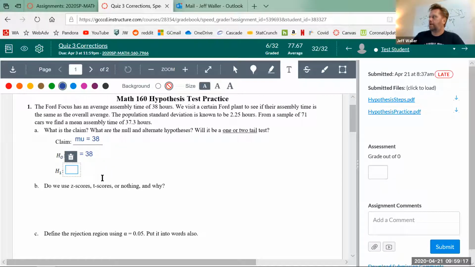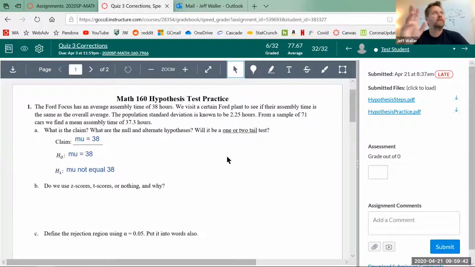The null hypothesis, I love it. So this one is going to be mu, not equal to, sorry, mu equal to 38. I don't have a way to type the symbol here. If I was in Word, I could do it. Here I can't do it. Oh well.